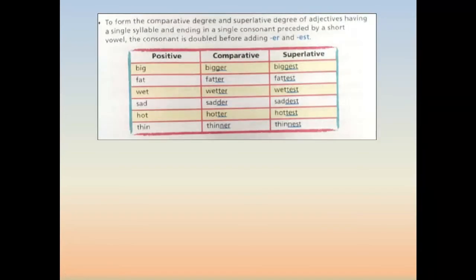Let's read. To form the comparative degree and superlative degree of adjectives having a single syllable and ending in a single consonant preceded by a short vowel, the consonant is doubled before adding ER and EST. So this rule has some parts that I need to explain so that you can understand it. Firstly, I will explain what a syllable is. A syllable is a unit of pronunciation.